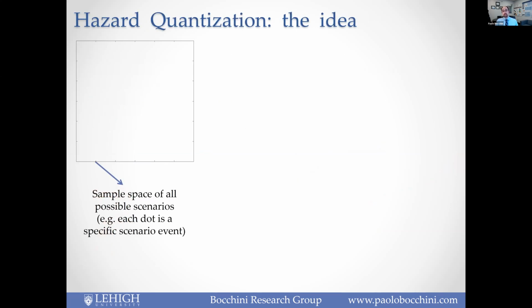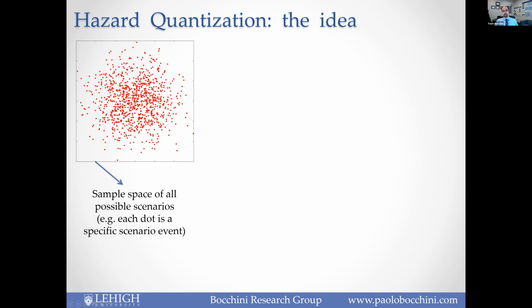So the idea that we followed is this concept of hazard quantization. And I like to present it first in this sort of pictorial representation. Let's imagine that this here is the sample space of all the possible scenarios that can affect a region, right? So each dot is a scenario event in this space. We have some events that are a little bit more frequent, and then we have some events in the fringes that are a little bit unusual.